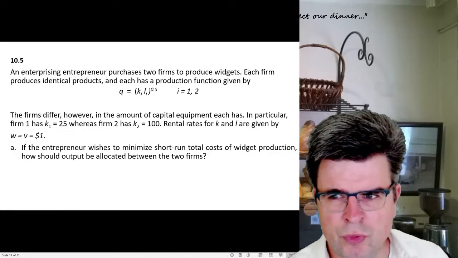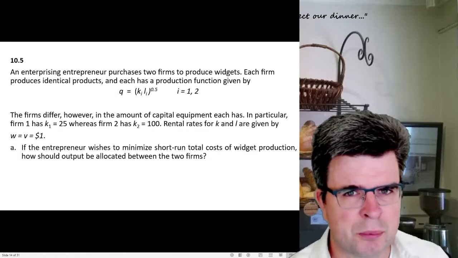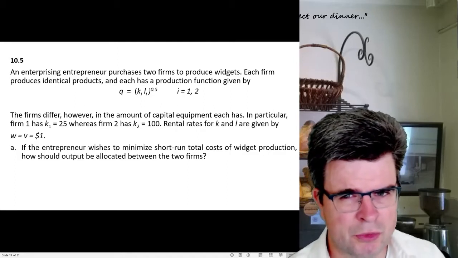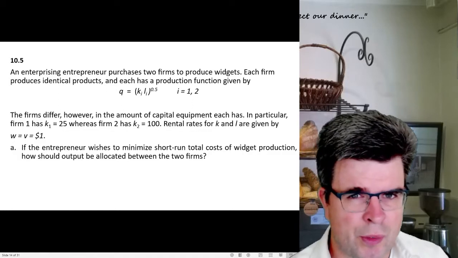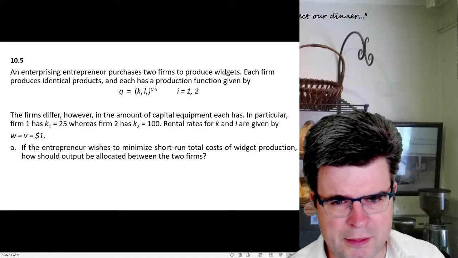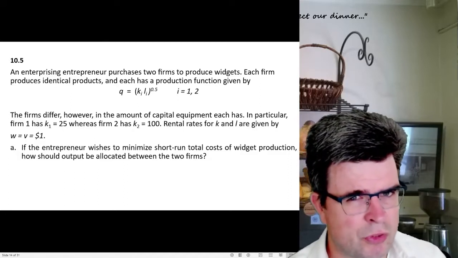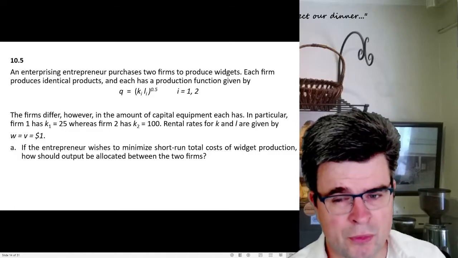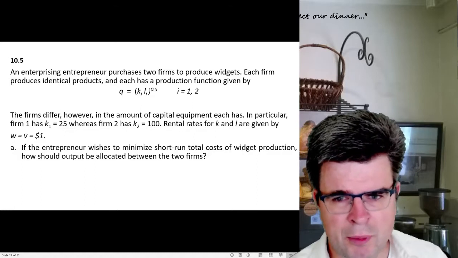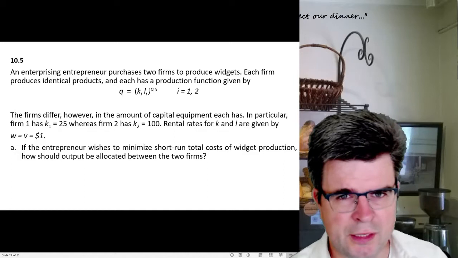So each of the two firms produces the identical products, widgets, and each has a production function given by something that you recognize as a Cobb-Douglas production function. However, the firms differ in one dimension, which is the amount of capital that they have in place. Firm 1 has 25 units of capital in place, and firm 2 has 100 units of capital in place. And the rates of capital and labor are given by the very simple W is equal to V is equal to 1.